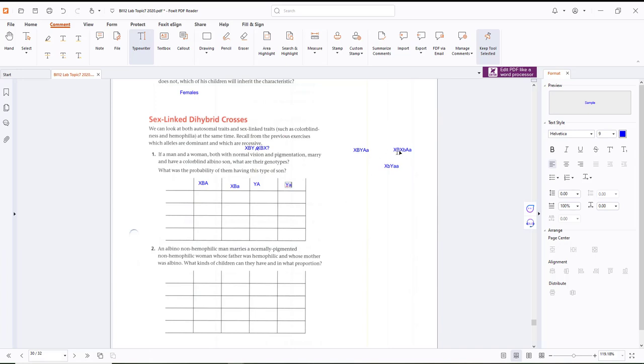And then same for mom: X big B big A, and then outer X big B little a. And then inner X little b big A, and then finally last X little b little a. Okay? And then we do the same thing where we are going to put them all together.